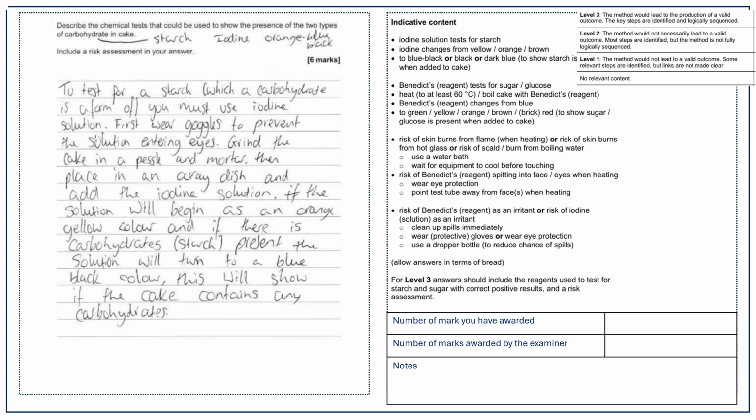The first of our high tariff questions then is this 6 marker on food testing. Using a red pen, underline aspects of the answer that you feel are creditworthy and decide how many marks in total you would have awarded. If you are in a team, discuss that as well, and remember to write the number of marks that you have awarded in the box at the bottom. Unpause the video when you are ready to move on.